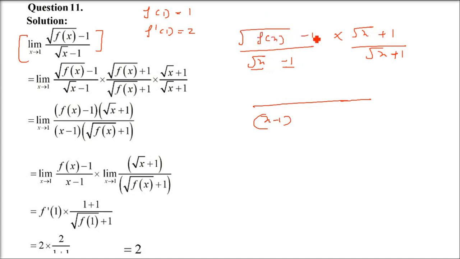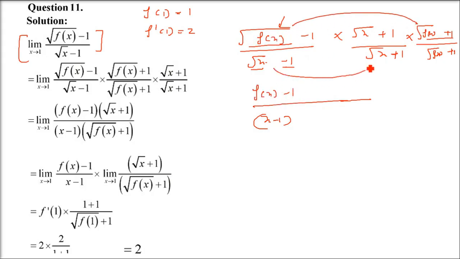Okay. So root fx minus 1, so just multiply it by root fx plus 1 divided by root fx plus 1. Okay. For numerator, we did this one. For denominator, we did the first one. So a minus b, a plus b formula is there. A square minus b square. So you have fx minus 1. Basically root fx whole square minus 1 square. And root x minus 1, root x whole square minus 1 whole square, that is x minus 1. Now what is remaining? Root x plus 1 in the numerator and root fx plus 1 in the denominator.